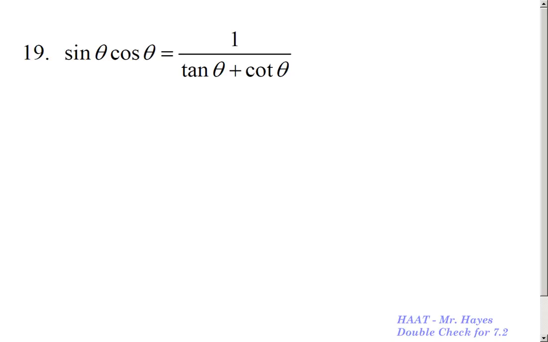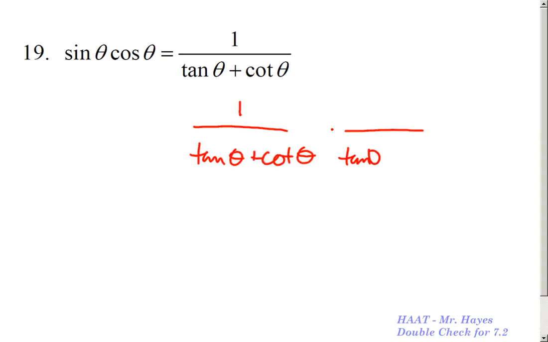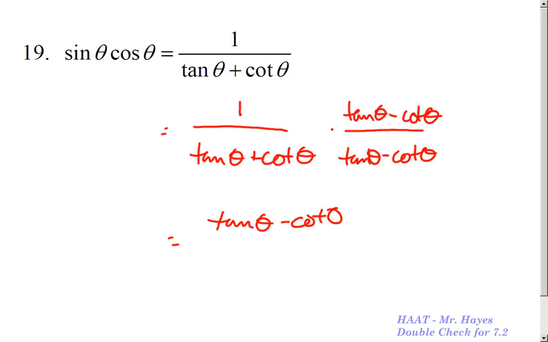Here, variety of different things. Conjugate would probably be your best move again. So multiply this by tangent theta minus cotangent theta. And then from there you should be able to mess around with some stuff. The tangent and the cotangents there you may need to turn into something else. So you'd get tangent theta minus cotangent theta over tangent squared theta minus cotangent squared theta.